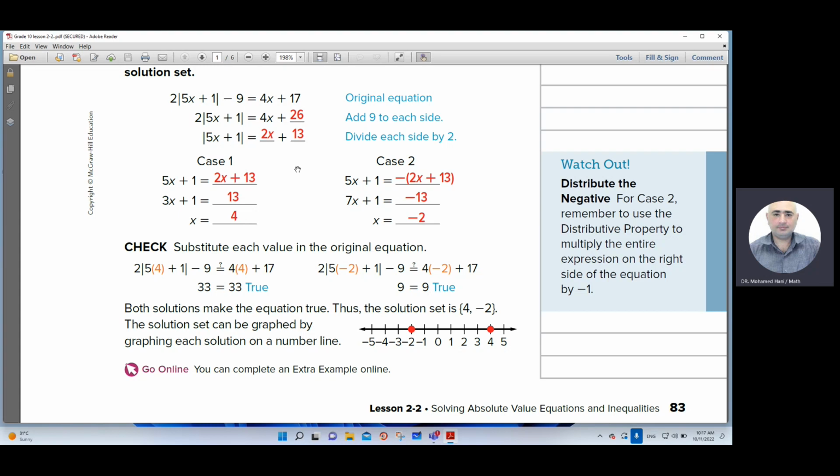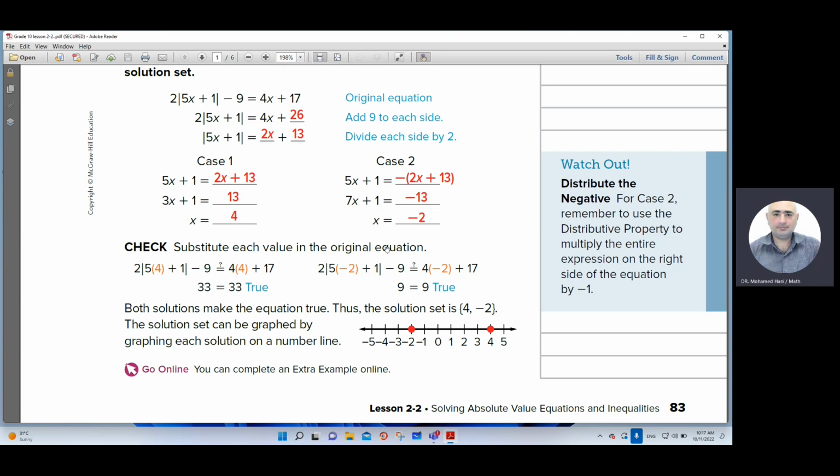The second case, take the negative value. So take 5x plus 1 without the absolute value equals, the negative value means multiply by negative. So distribute the negative inside, negative 2x, and take it to the first side, it will be positive 2 plus 5 will be 7x plus 1, and here negative 13. Then take 1 to the second side, negative 13 minus 1 will be negative 14. Then divide by 7 will be negative 2.